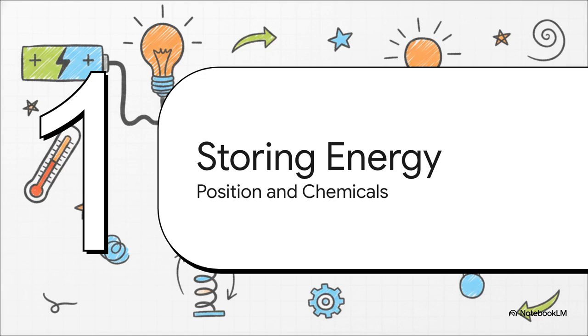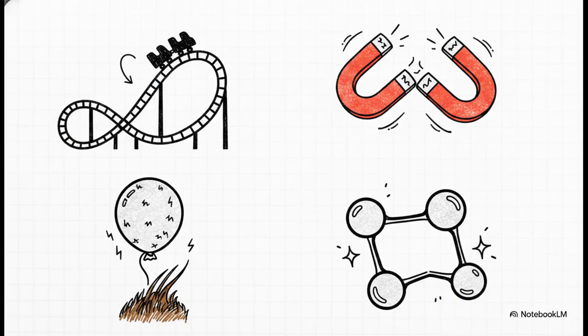Storing energy, position, and chemicals. We know potential energy is stored energy, but how exactly is it stored in the real world? Well, consider these specific, concrete examples drawn directly from the source material. First, a roller coaster cart. As it climbs higher and higher up a hill, it is literally storing gravitational potential energy based on its changing position relative to the Earth.